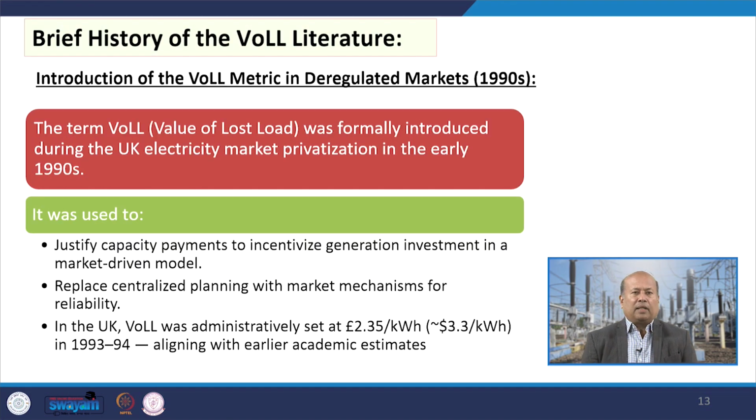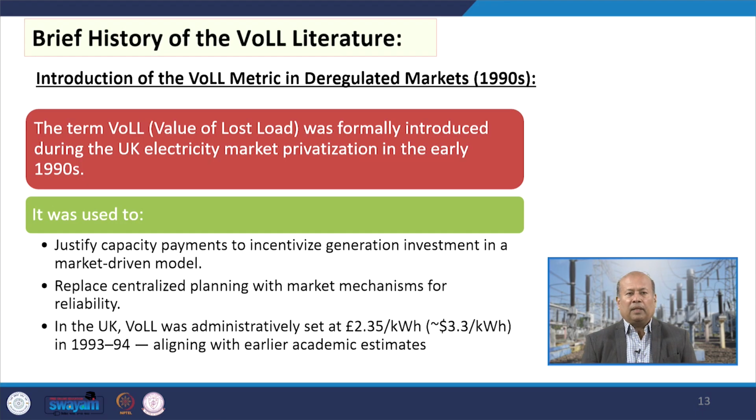These frameworks helped define early conceptual models of VoLL even before the term itself was widely used. Now, let us understand a little about the VoLL metric in deregulated markets in the 1990s. The term VoLL, value of lost load, was formally introduced during the UK electricity market privatization in the early 90s. It was used to justify capacity payments, to incentivize generation investment in a market-driven model, replacing centralized planning with market mechanisms for reliability.